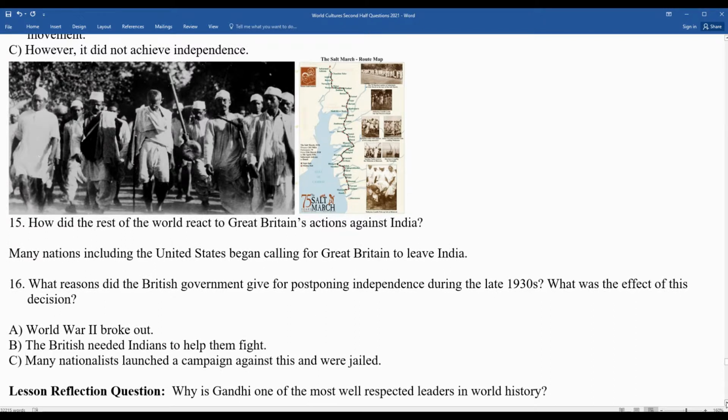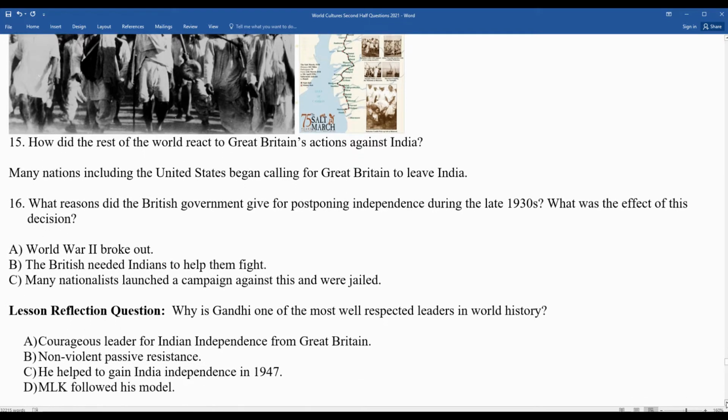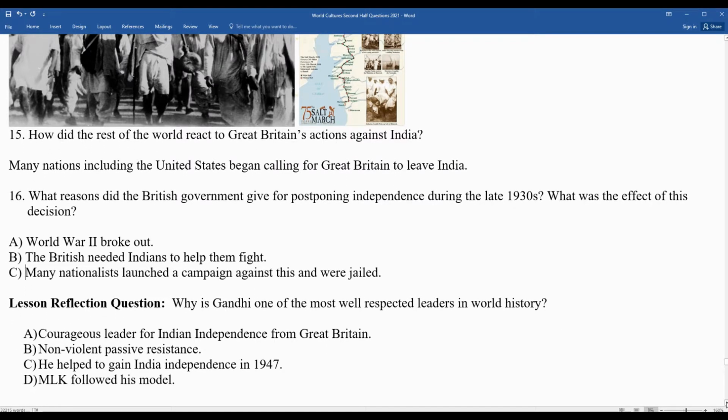And lastly, the lesson reflection, you can kind of just think about Gandhi here in the context of what we discussed. Why is Gandhi considered one of the most well-respected leaders in world history? Well, of course, he's a courageous leader for Indian independence from Great Britain. He stood up to a much bigger power. He always did it in a nonviolent, passive resistance, peacefully. And eventually helped to gain independence for India in 1947, and others like Martin Luther King and many in the American Civil Rights Movement later on in the 1950s and 60s would follow the model that Gandhi had done in India.